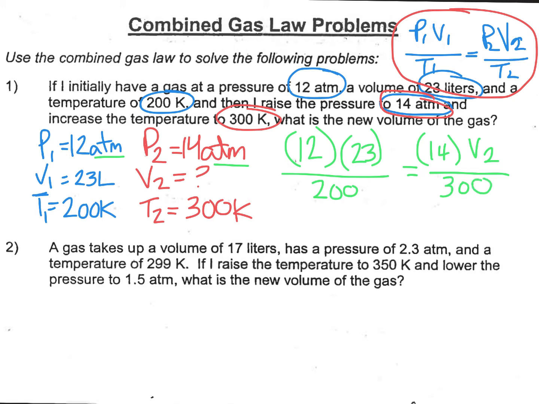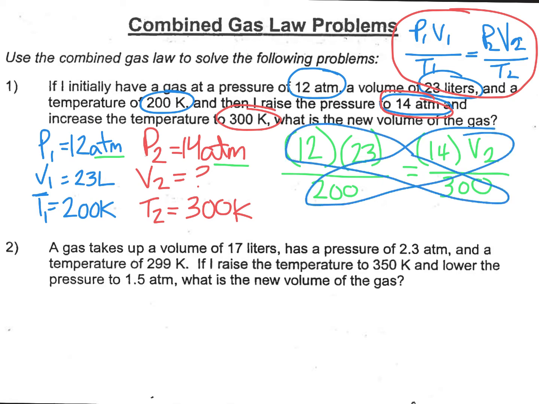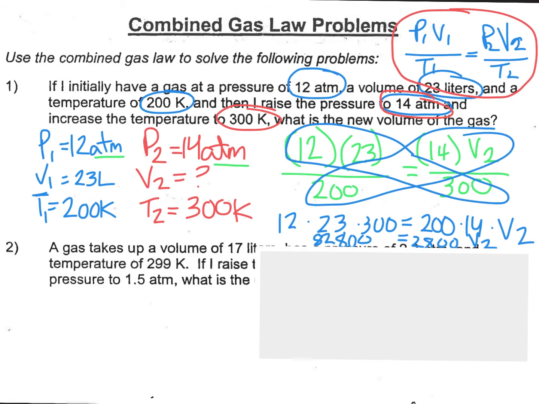So there's a bunch of ways you can solve for this, but many of my students seem to like the crisscross method or cross multiply. So let's do that. That's going to be 12 times 23 times 300 is equal to 200 times 14 times V2. Okay, perfect. Let's not math that out, but calculate that. 12 times 23 times 300 ends up getting us about 82,800. And that's going to be equal to 200 times 14 gives me 2,800 times V2. Now that we have that, let's solve.